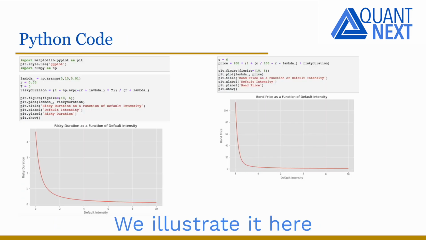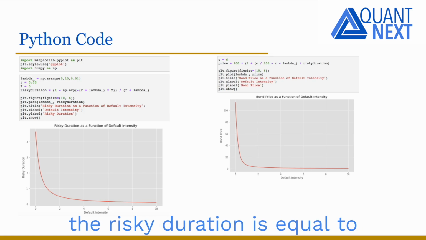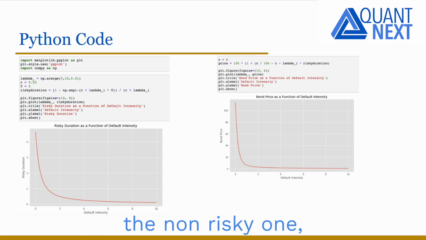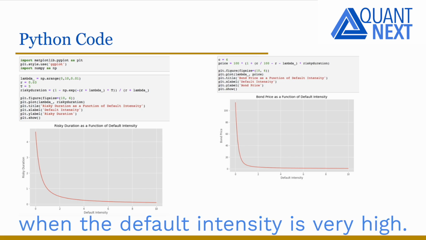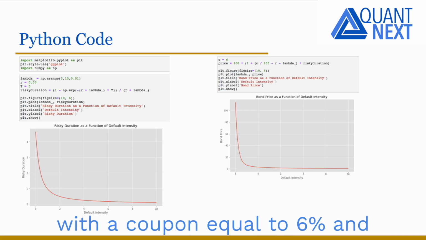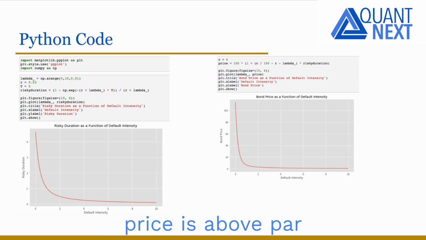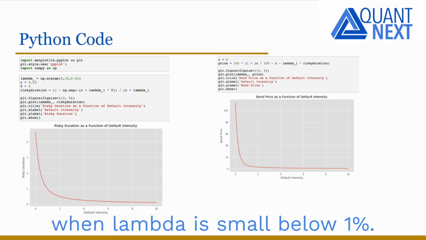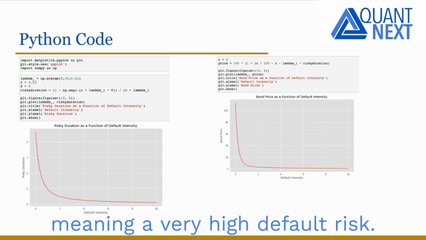We illustrate it here with a Python code. When lambda is equal to 0, the risky duration is equal to the non-risky one, while it tends to 0 when the default intensity is very high. In this example, with a coupon equal to 6% and a risk-free interest rate equal to 5%, we see that the bond price is above par when lambda is small, below 1%. The bond price tends to 0 when lambda is very large, meaning a very high default risk.